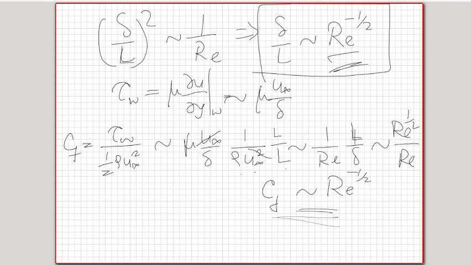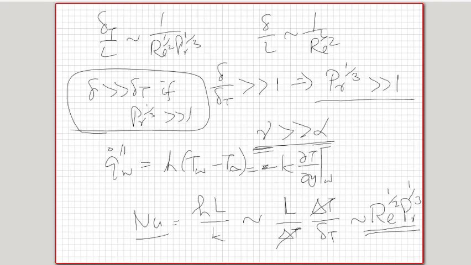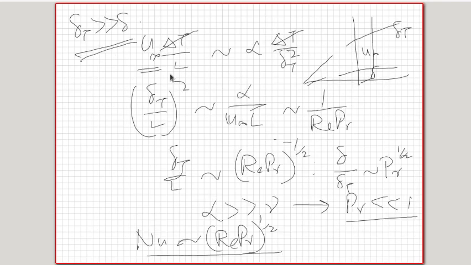Then the next thing that we did was to look at Prandtl number at different cases. So we found that for Prandtl number much greater than 1, when delta, the momentum boundary layer thickness, is much larger than the thermal boundary layer thickness, the Nusselt number goes as Re to the power of half Prandtl to the power of 1 by 3. And in another case, when delta T is much larger than delta, which is the case when Prandtl number is much less than 1, we found that Nusselt number goes as Re Pr raised to the power of half.